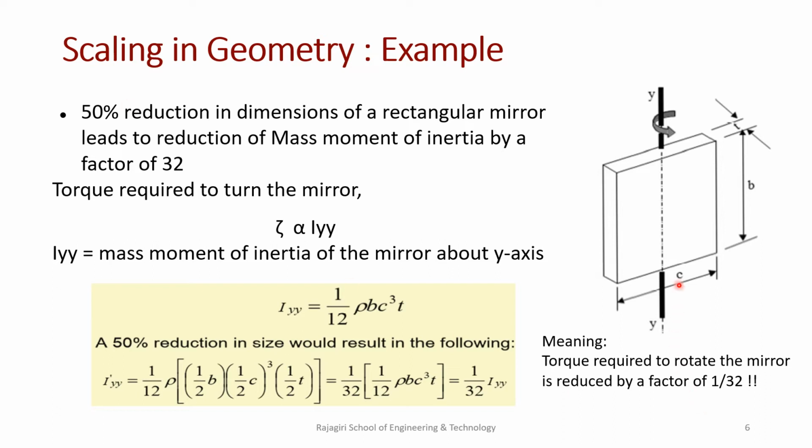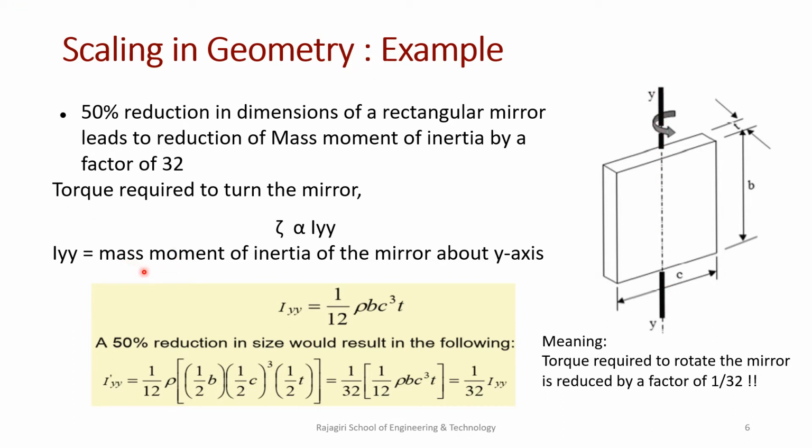As you can see in this figure, B, C and T are the dimensions of the mirror. And here the mirror is placed such that it turns with respect to the YY axis.